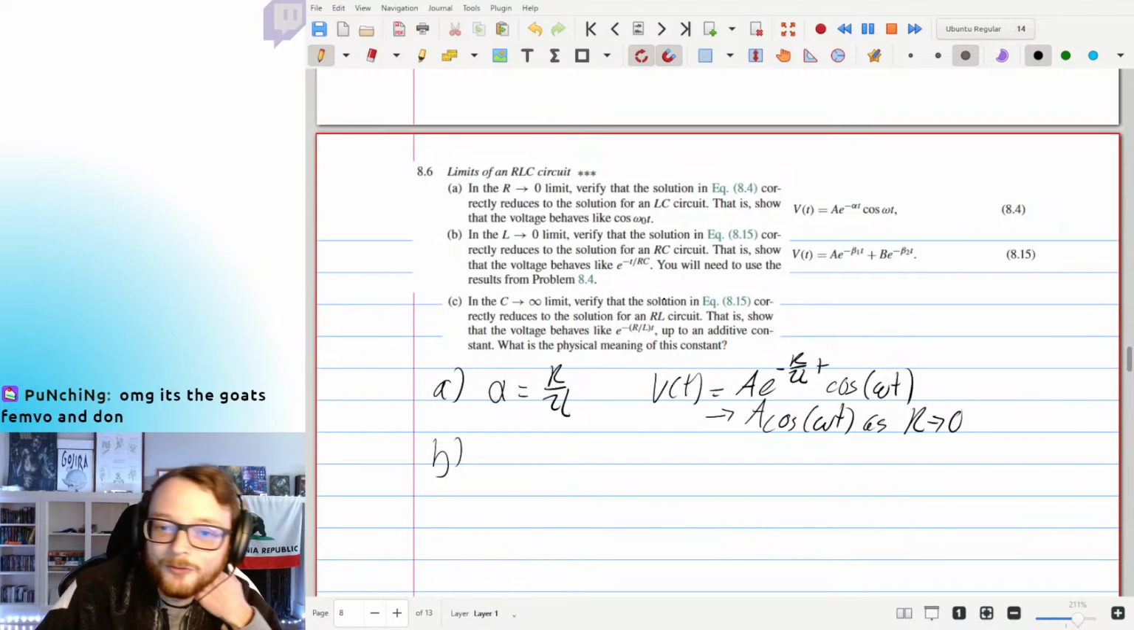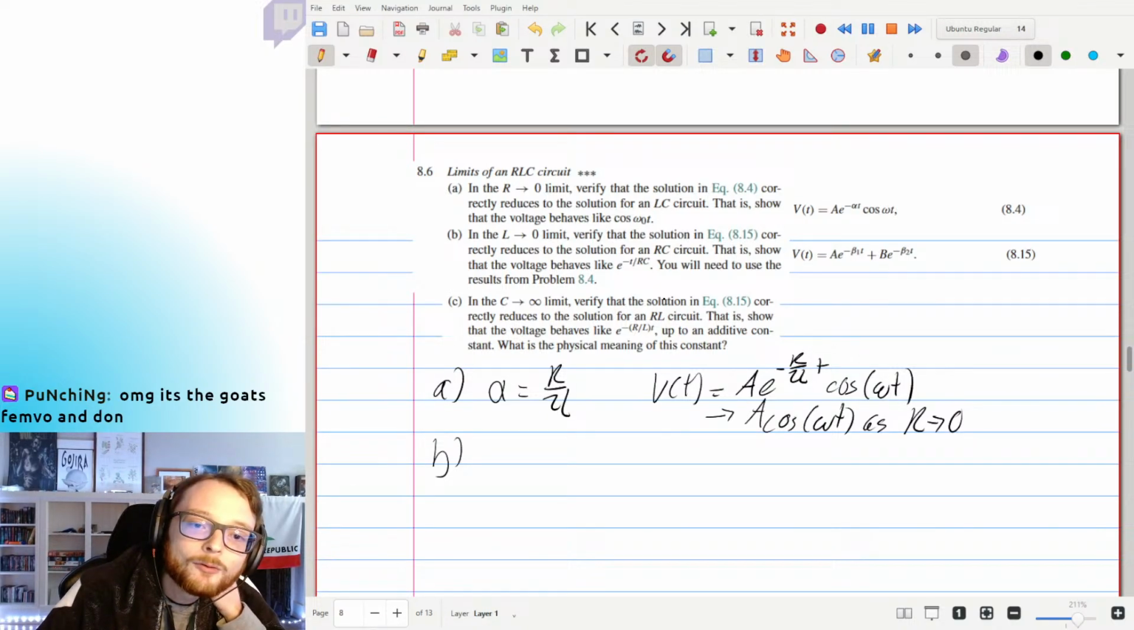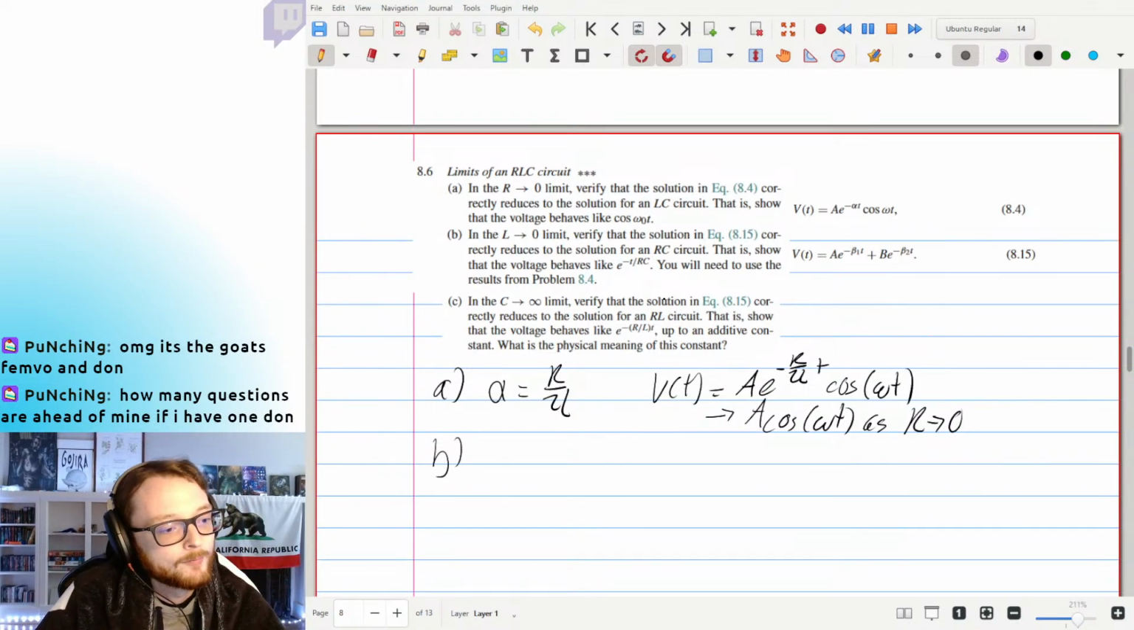And the L goes to 0 limit. Verify the solution in 8.15. This is the solution for an RC circuit. These are also problem 8.4.